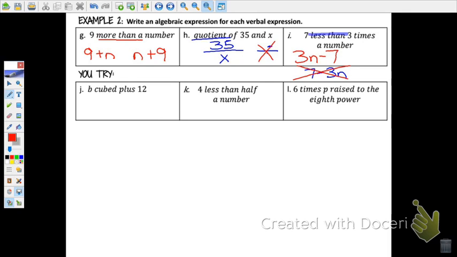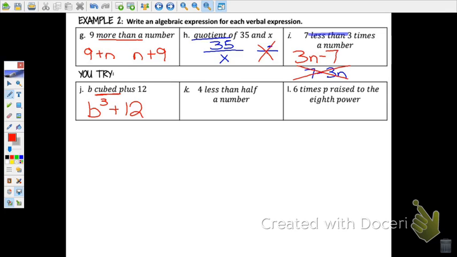So I'd like you to do J, K, and L. When we look at these, for J, I see this word cubed. What does the word cubed tell us? The third power. To the third power. So I have b with an exponent of 3 plus 12.